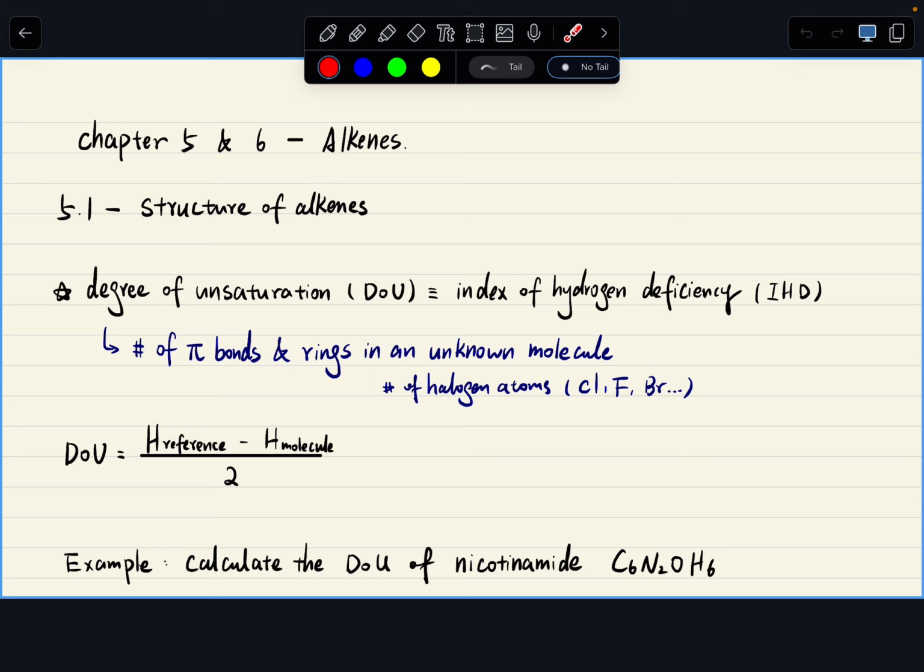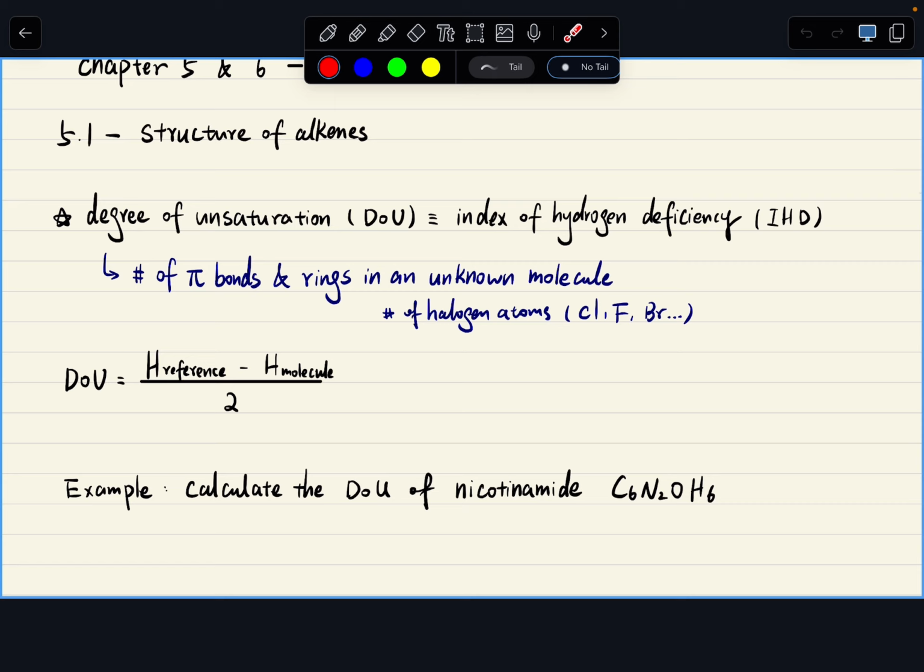So chapters 5 and 6 are all alkenes. First, we'll go over the basic properties of alkenes, and then talk about the general reactions alkenes can undergo, and discuss them reaction by reaction regarding mechanism, selectivity, and everything we want to know about these reactions. So let's get started on alkenes.